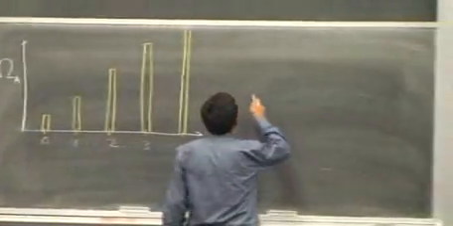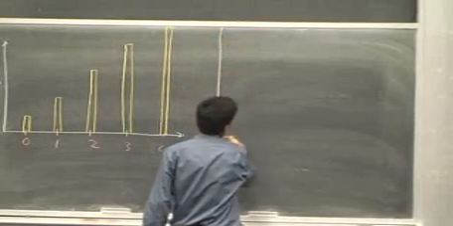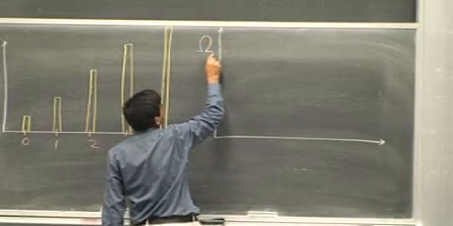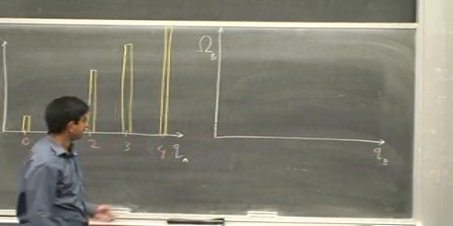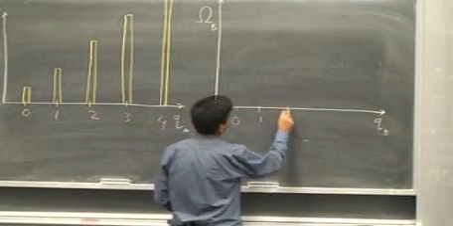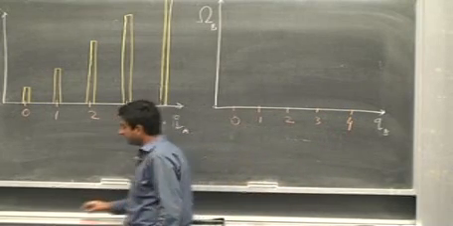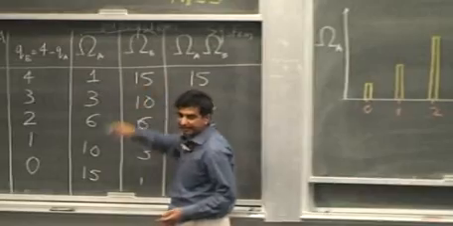Now let's make another graph in which I would like to plot omega B versus QB. QB can be 0, 1, 2, 3, 4. What kind of graph will I get? I'll get the same graph because I start counting from here. 1, 3, 6, 10, 15. I'll get the same graph.